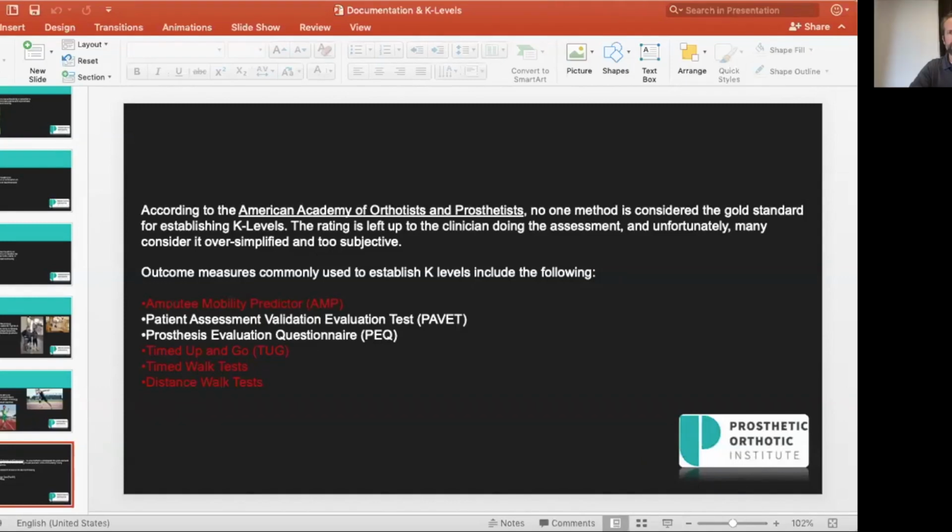Okay. So what about our physical therapists and referring physicians and our other referral sources? What do you want them to know about K levels? Good question.